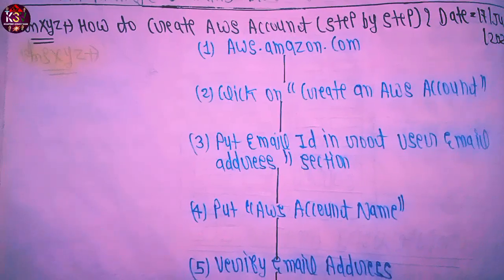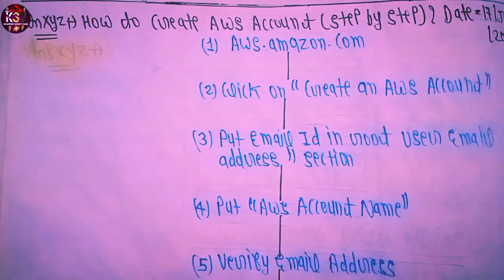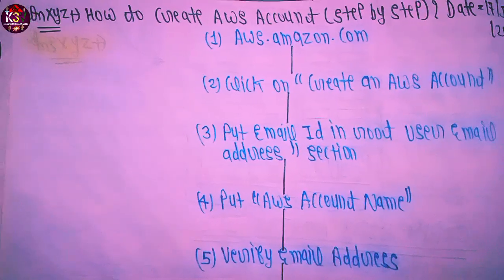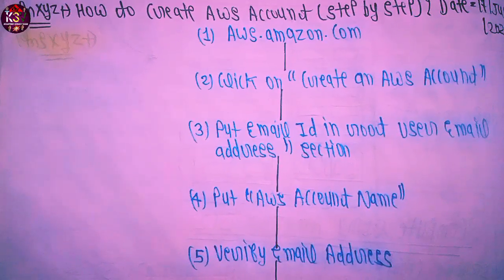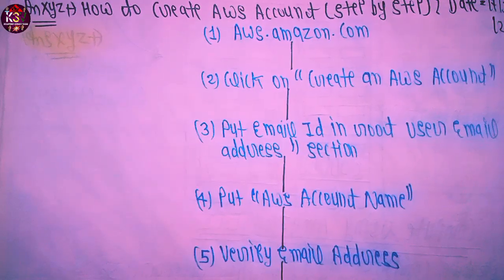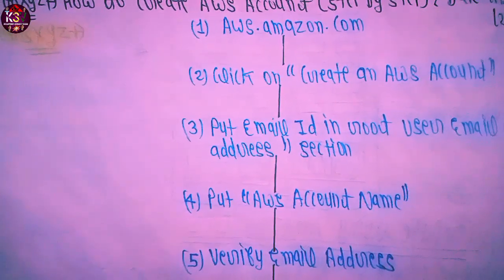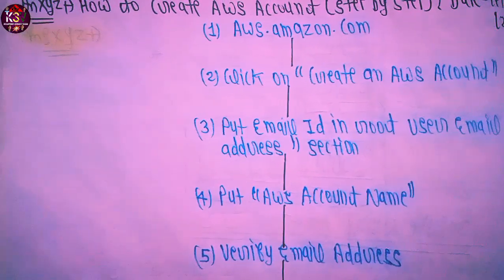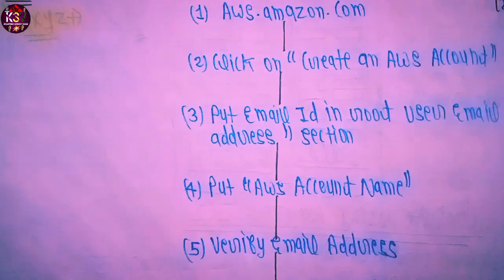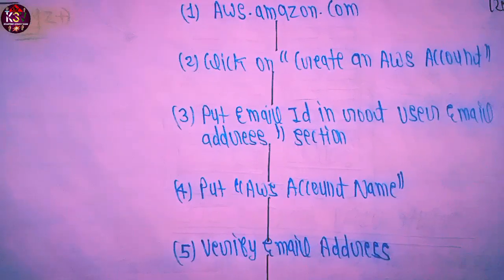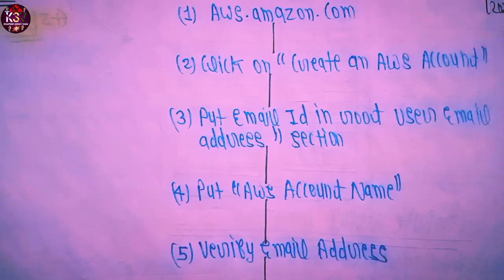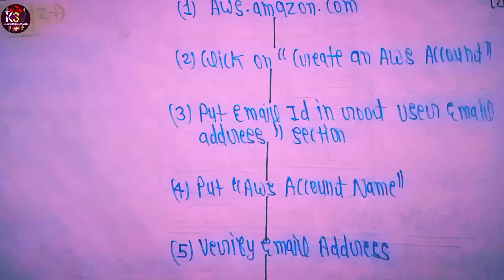In today's educational video, I will tell you how to create an AWS account step by step. The first step is to go to aws.amazon.com. Search on the Google engine. The first website, click on it, and click on create an AWS account.